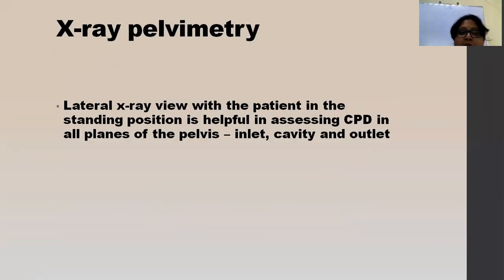Now, your diagnosis can be supported by X-ray pelvimetry, and X-ray pelvimetry should be done only in severe cases, because there is a hazard of exposure of the woman and the baby to X-ray radiation. So lateral X-ray view is usually the preferred one, with the patient in standing position, and assessment of CPD is done in all planes of the pelvis. That is, all planes have to be assessed, the inlet, cavity and the outlet, and all the diameters have to be measured.